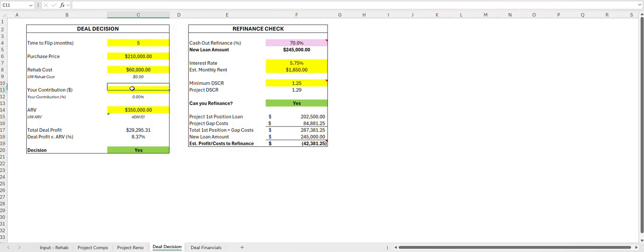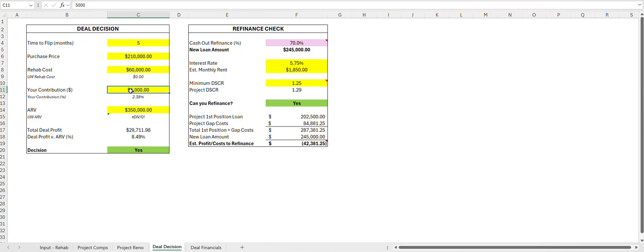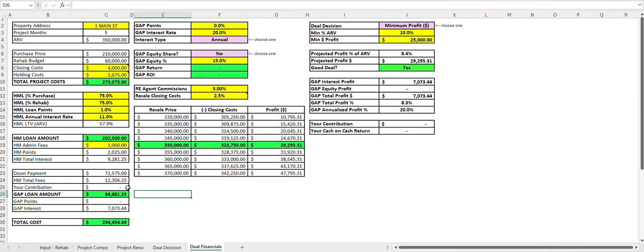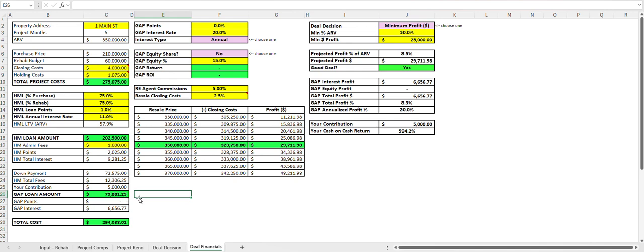So again, generally speaking, you're going to contribute 2 to 5% of your purchase price. So let's throw in a contribution right there. So the gap loan amount is $79,881. Now, if there was no contribution, it'd be $84,000, but you are contributing $5,000. So the total gap amount is $79,000.